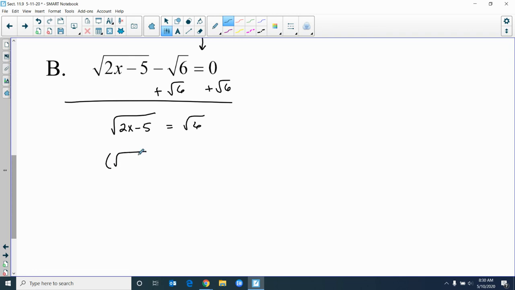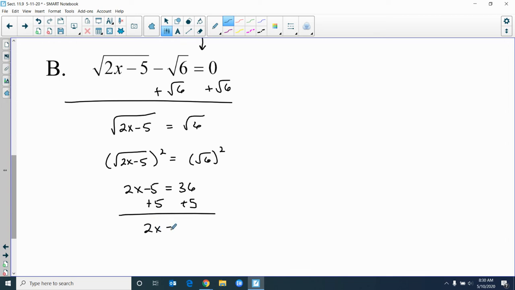Now, go ahead and square both sides. And that gives you 2x minus 5 equals 36. Add 5. And I get 2x equals 36 plus 5, which is 41. Divided by 2. It works out to be what?